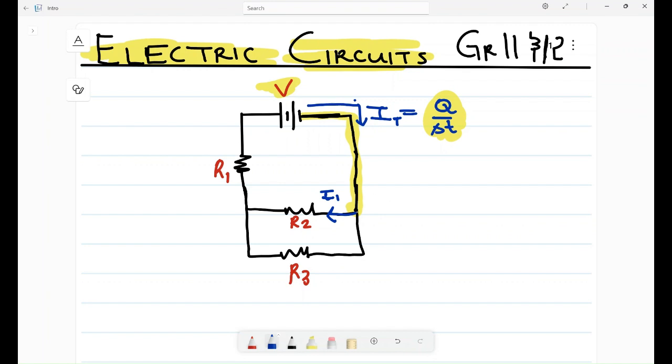Then another part of the current will move in this direction. Then we call that I2. This one will come to this point and this one will meet here. When they meet here, they form again what they formed before. Then they now go as a whole, like this. It is now the total current of the circuit.